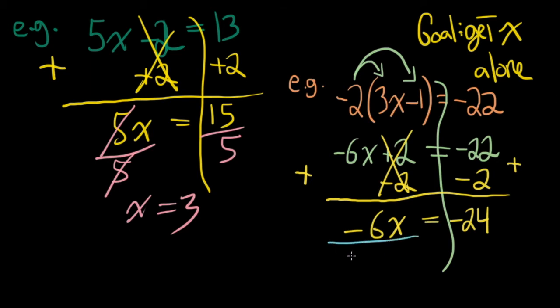Now let's go and finish it all off. Let's divide both sides by negative 6. Don't forget, negative divided by another negative is going to give you a positive 4.